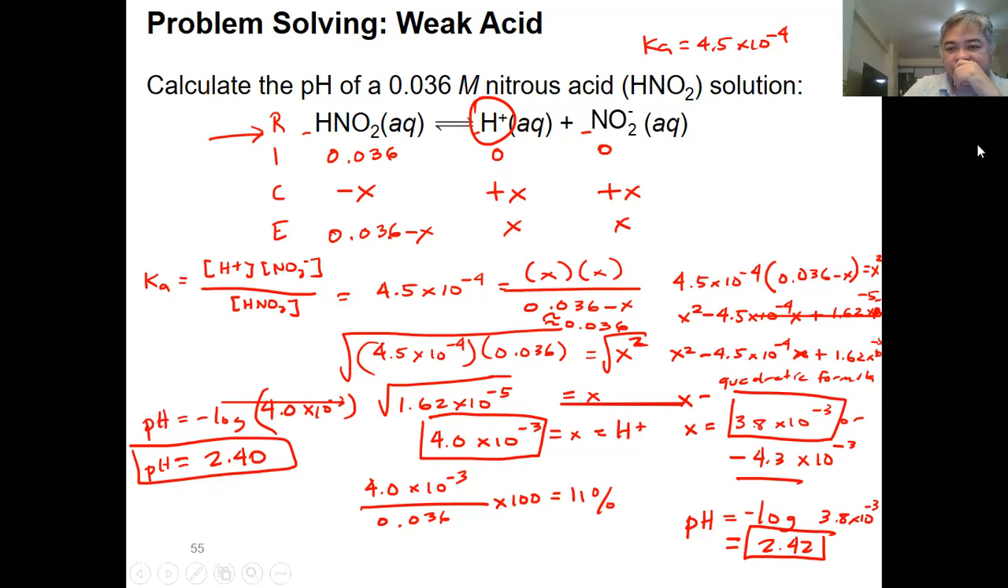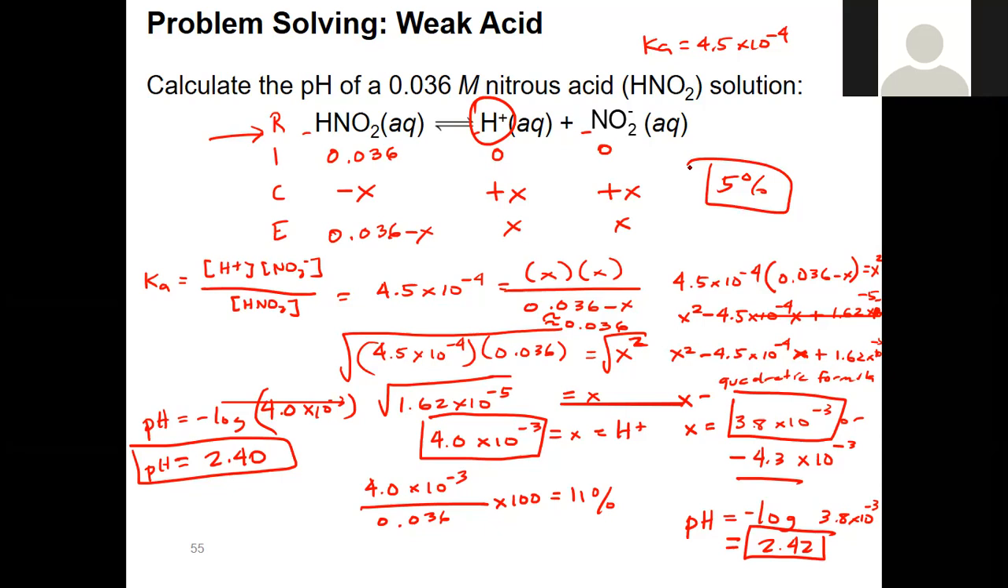Yep, question. Sir, di ba po nakuha natin 11%? Ano po yung percentage para po hindi mag-proceed sa quadratic formula? 5%. Thank you po. Yun yung 5% rule na sinasabi ng ibang libro.